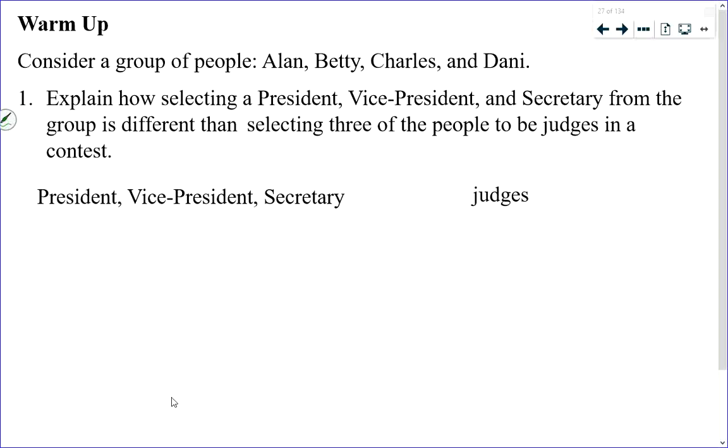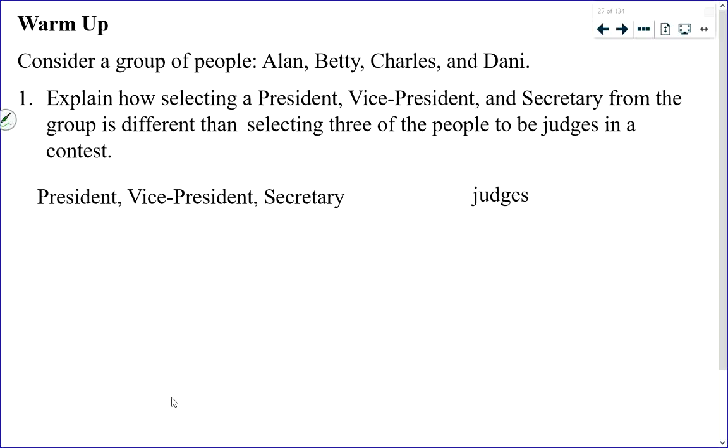What would you say about the president, vice president, and secretary? They're not identical. Is there another way we can say that? And you're bang on, that's right. You're also picking for who's what there. You pick Alan, Betty, and Charles. You're also picking that Alan could be president or vice president. So would you agree that president, vice president, and secretary are positions, whereas judges are not positions? They're just, you're a judge, you're a judge, you're a judge.